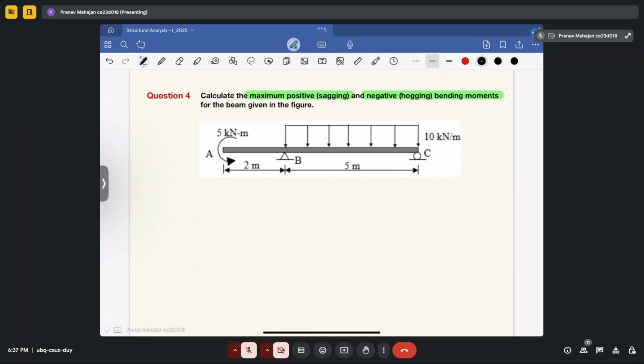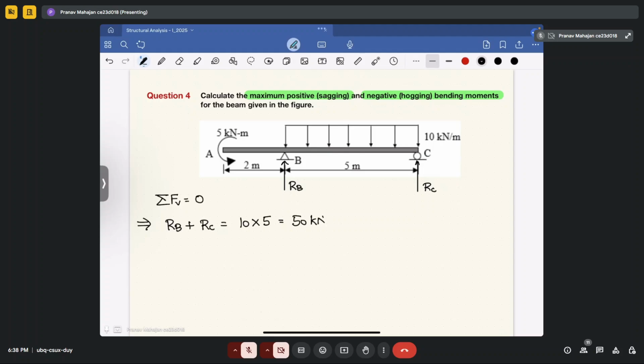First you will calculate the reactions. So how many reactions are there? Two reactions are there. One is RB, another is RC. So take summation of forces in vertical direction equal to 0. So you have RB plus RC equal to, you have total load acting on the section in BC section equal to 10 into what will be the length of the member? 5 meter equal to 50 kilonewton.